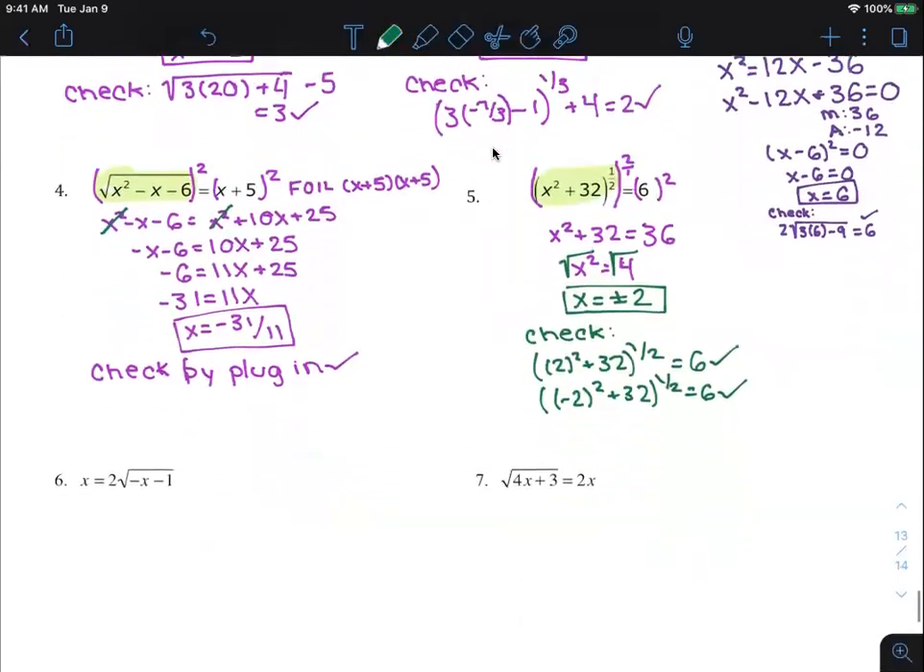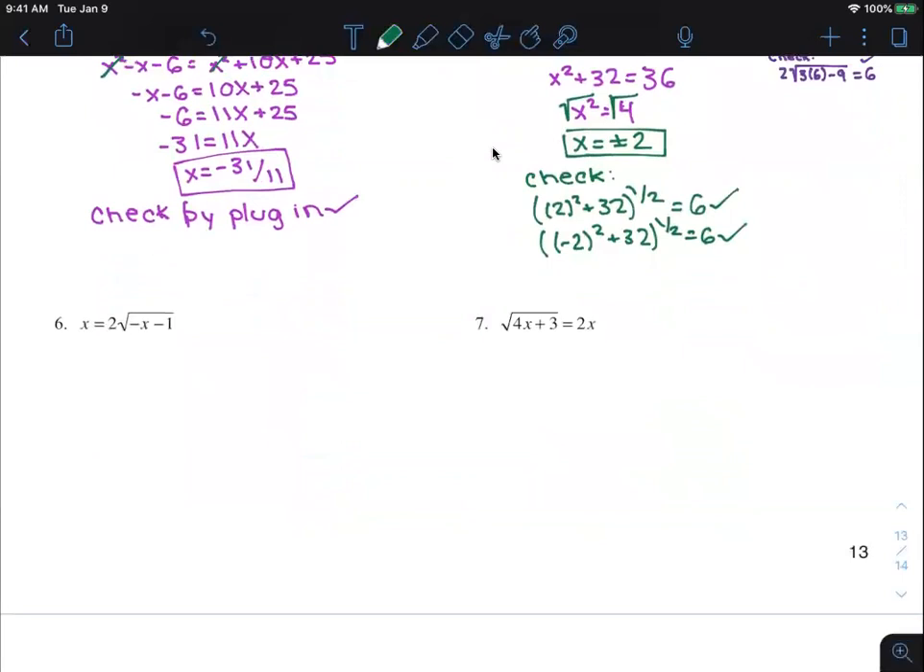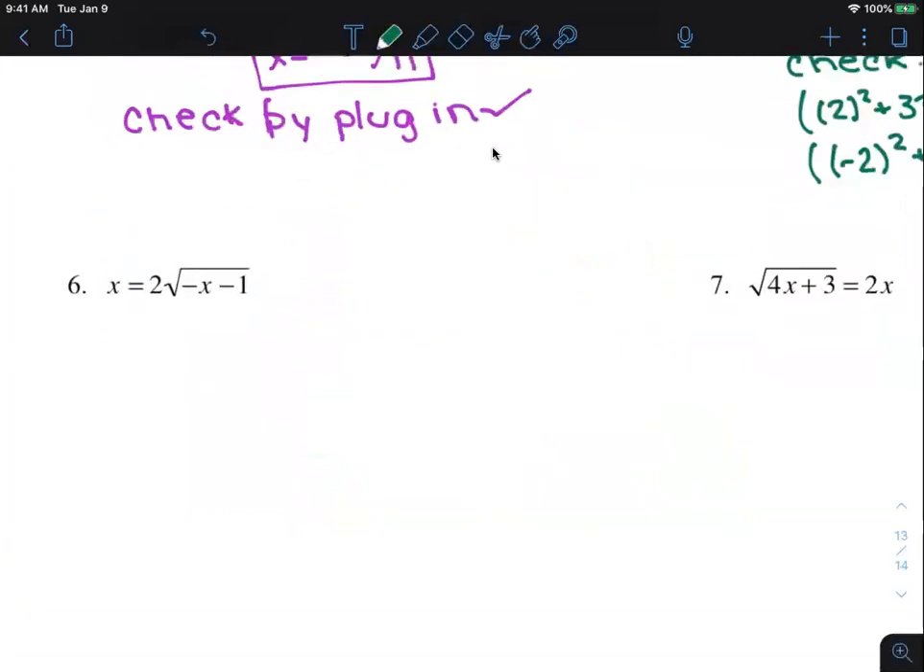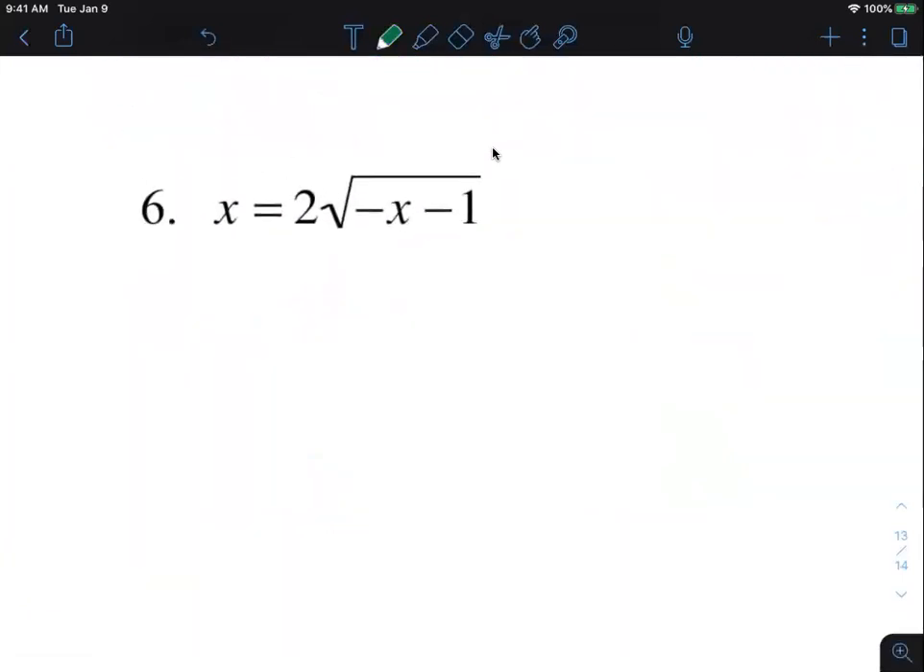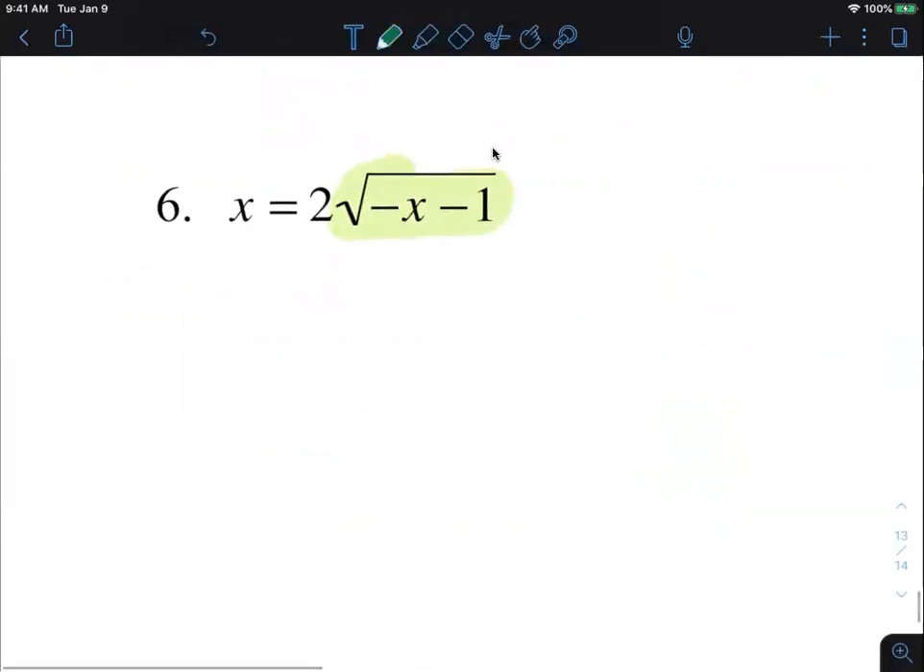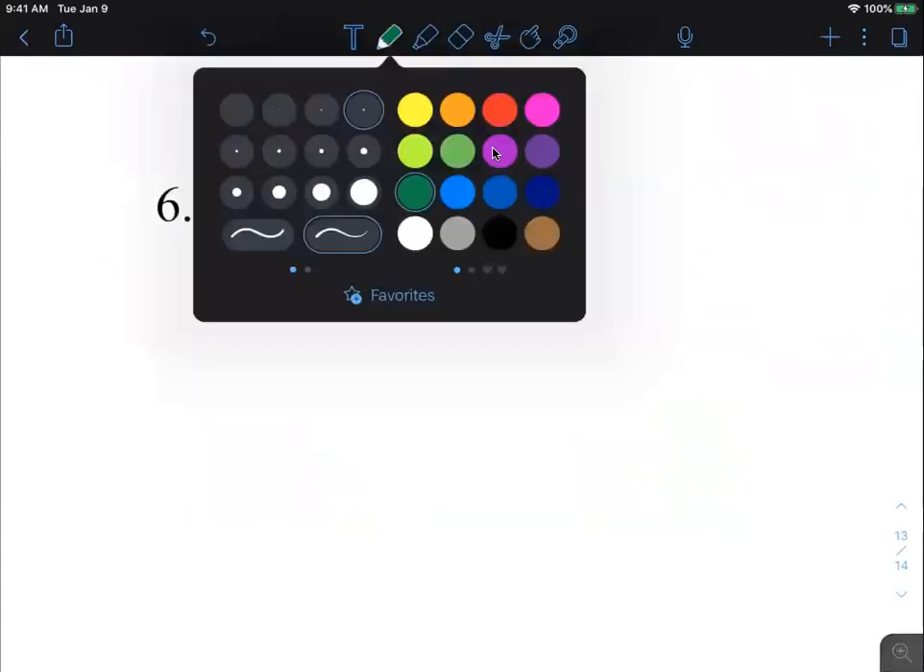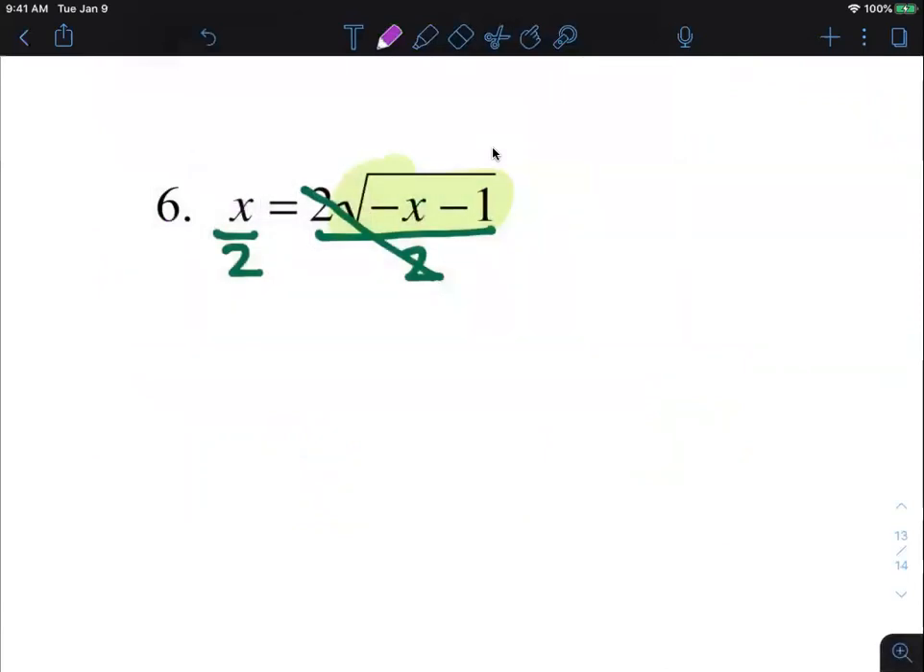All right, so let's keep moving on here. I'm going to go ahead and show you this one as well. First thing again, we need to isolate the square root. So we need to isolate this part. It is not alone. The 2 is in the way. It's connected by multiplying, so you're going to divide by 2. So the first step is divide by 2, which is going to leave me with x over 2 equals the square root of negative x minus 1.